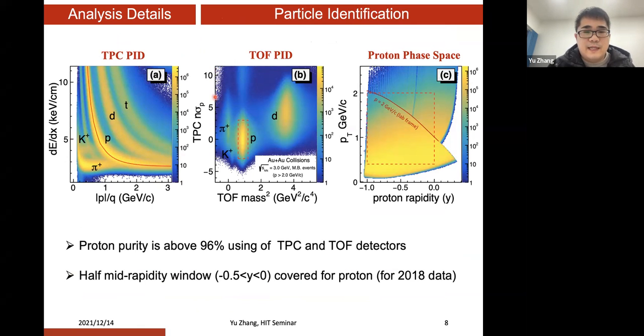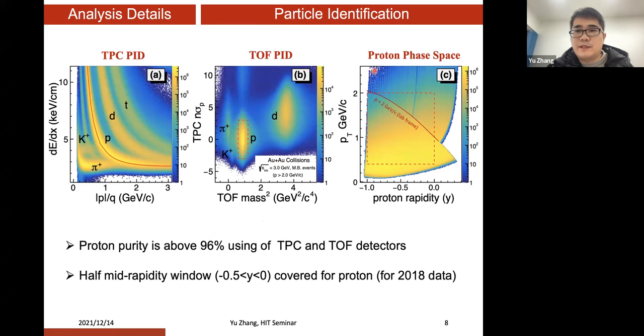The y-axis is TPC PID versus TOF mass square. The red dashed box indicates the cut we use to select proton. So with these 2 detectors, we ensure the proton purity is about 90.6% in all regions of our analysis window. With these 2 PID detectors, we can select proton.